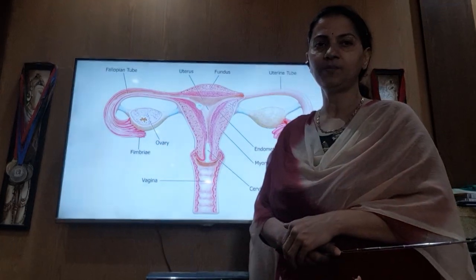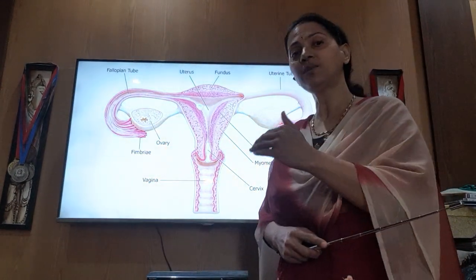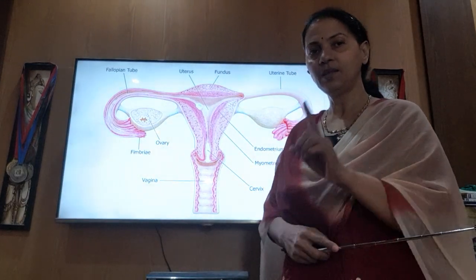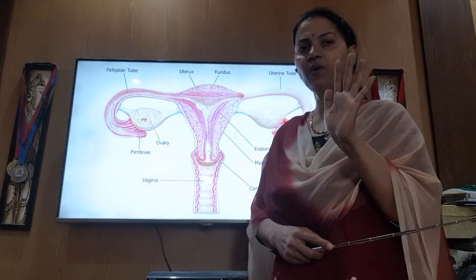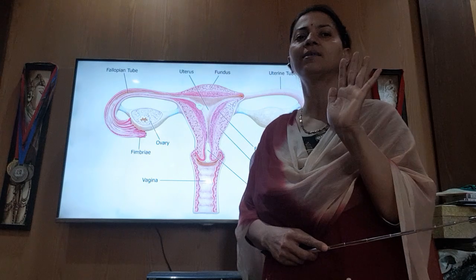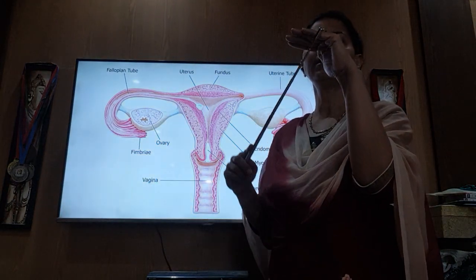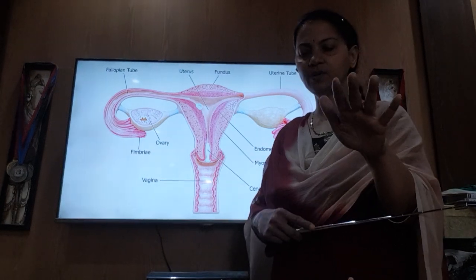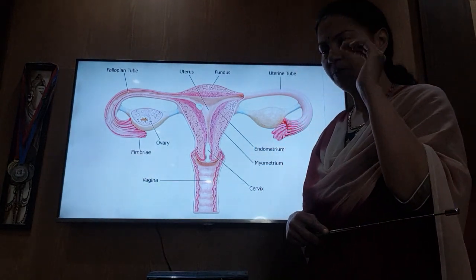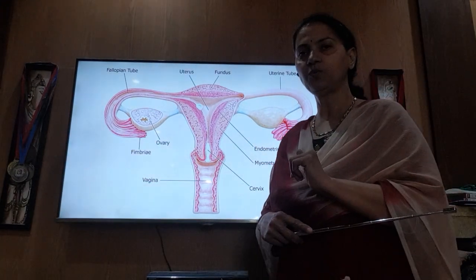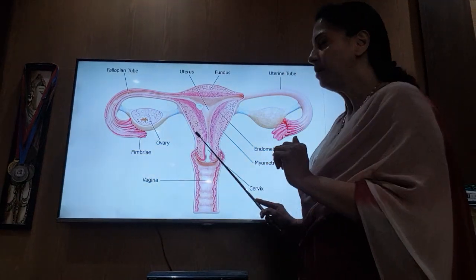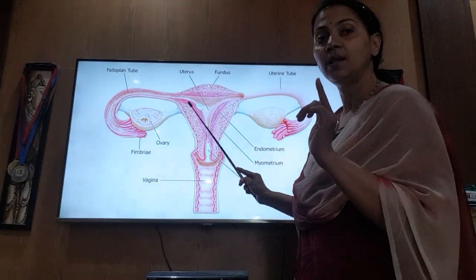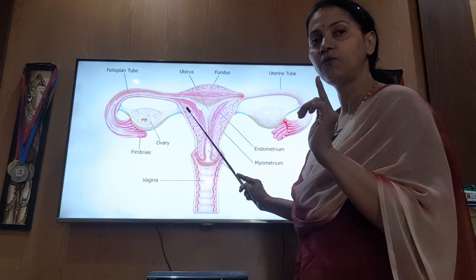Apart from this, other fibromuscular supports are, number one, uterine axis itself. As I have told you, it is anteverted and anteflexed. So that is the first support. Okay, the second support is going to be given by the uterine ligament or round ligament of uterus.